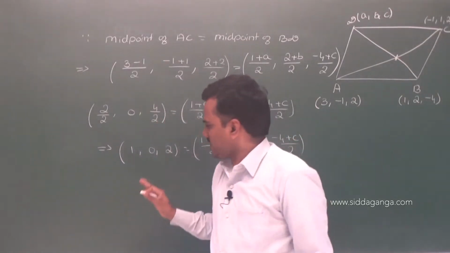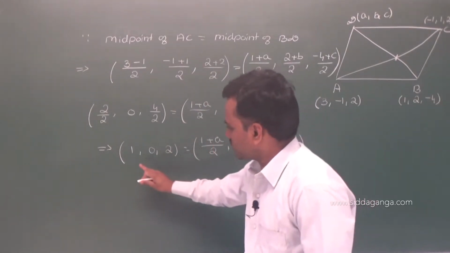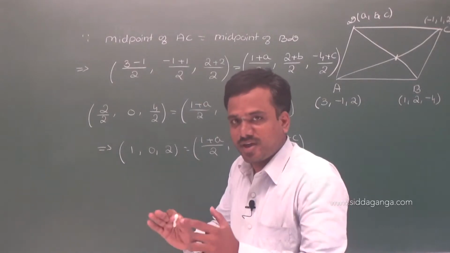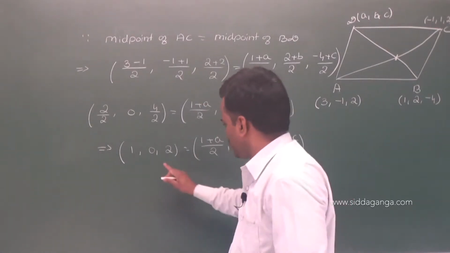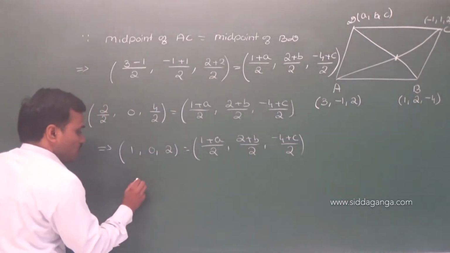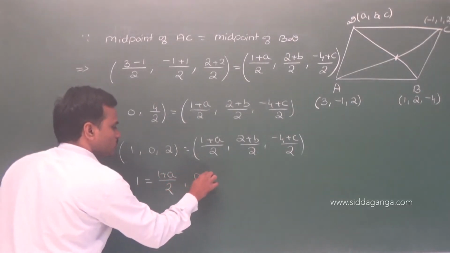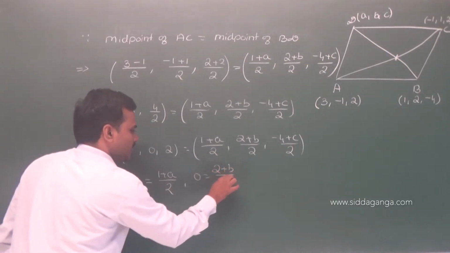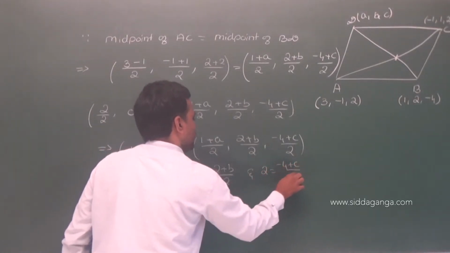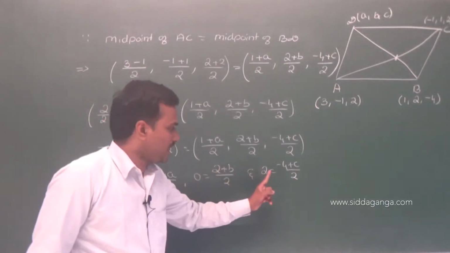What here? We got two ordered triplets that are equal. This is one ordered triplet. An ordered triplet means it contains 3 elements. Two ordered triplets are equal only when 1 is equal to 1 plus A by 2, 0 is equal to 2 plus B by 2, and 2 is equal to minus 4 plus C divided by 2. Solve one by one, and we get the values of A, B and C.